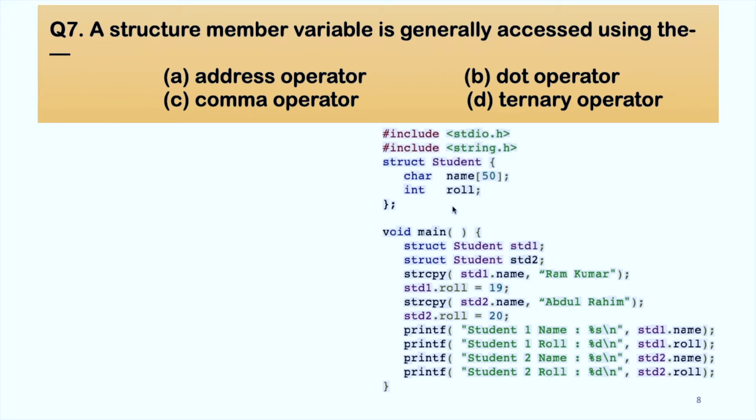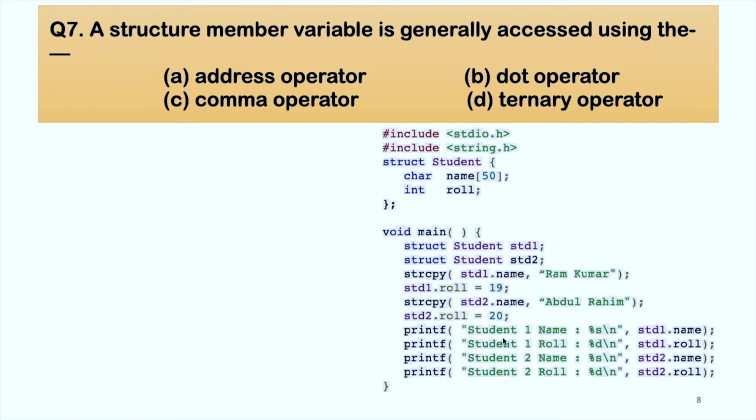Same program, and now we need to access this name or roll number. How is that accessed? Here we have defined the structure outside the main. Then we have student1 and student2. Here you see that we have stored student1.name as Ram Kumar, similarly student1.roll as 19, and similarly some values for student2.